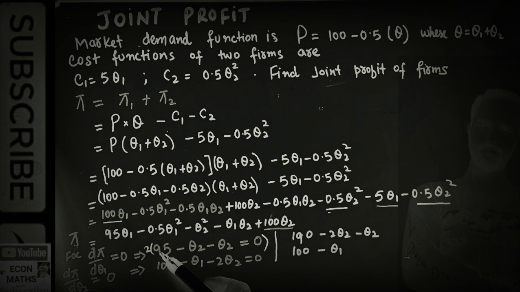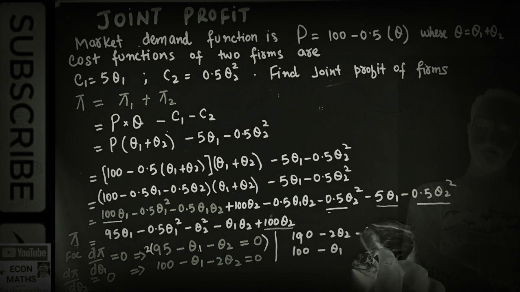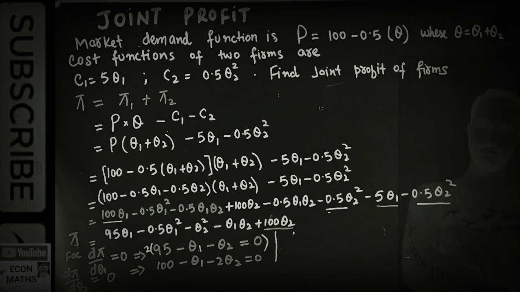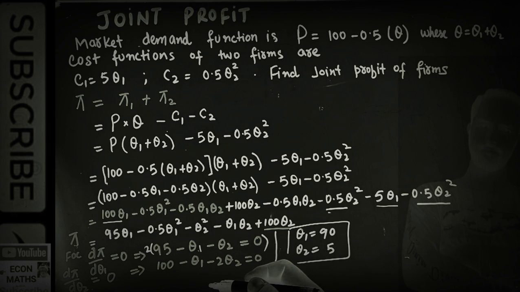First we had 95 q1, then the derivative of this was obviously q1. To cut it short, I have calculated this value here. When you solve these two linear equations, you will get q1 equal to 90 and q2 equal to 5.